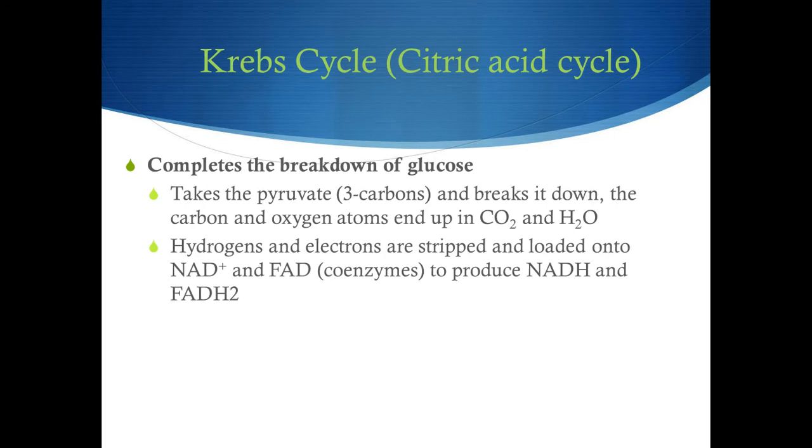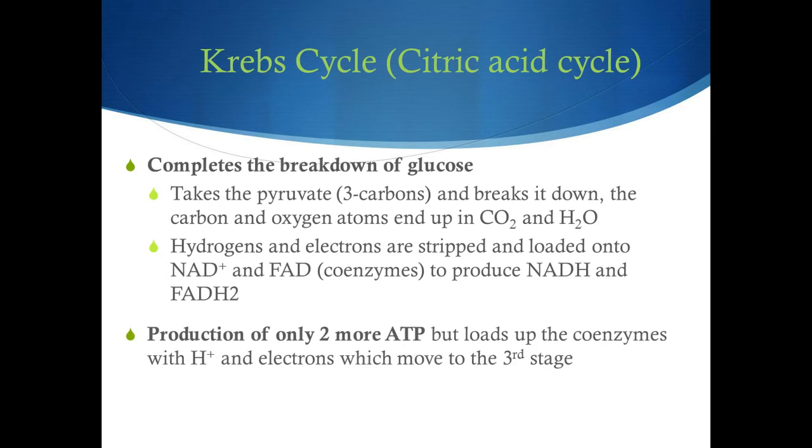The hydrogens and the electrons are stripped off of the various parts of glucose and then loaded onto two things called coenzymes, which are NAD plus and FAD, to produce NADH, here's a hydrogen, and FADH2, another hydrogen. The Krebs cycle produces only 2 more ATP, but it loads up the coenzymes, which we just talked about, with hydrogen and electrons, which then move to the 3rd stage where the biggest amount of ATP can be produced.